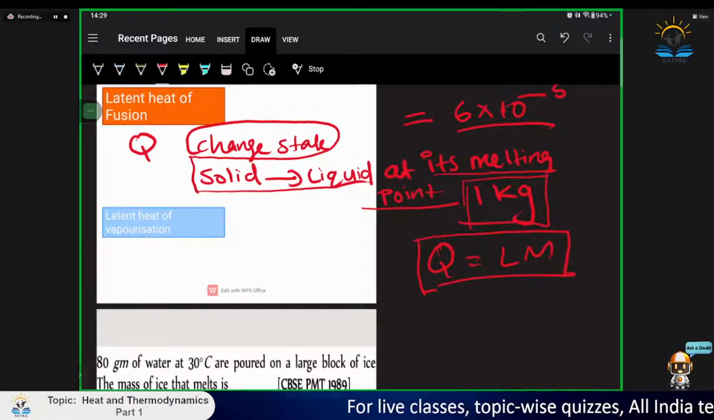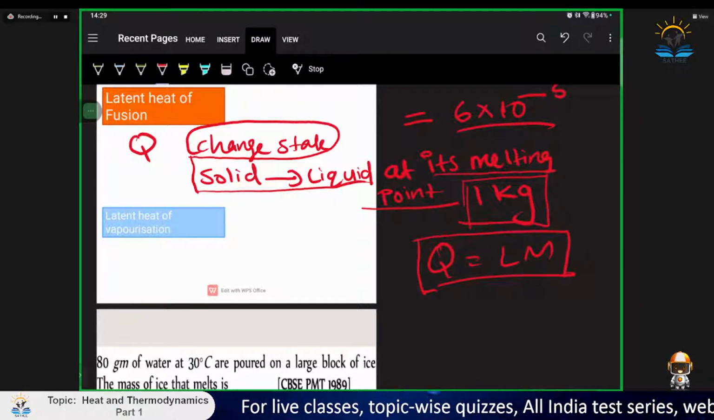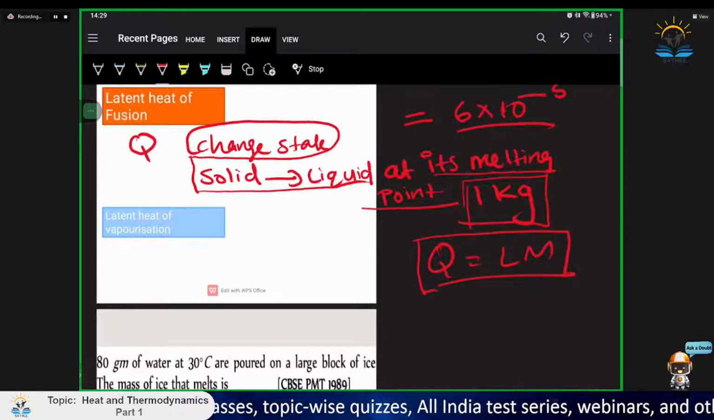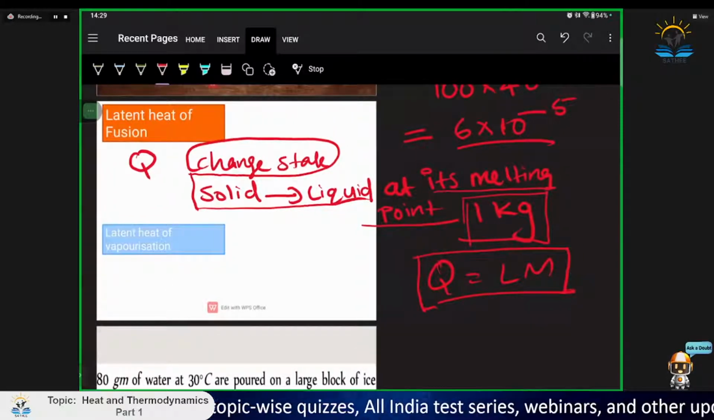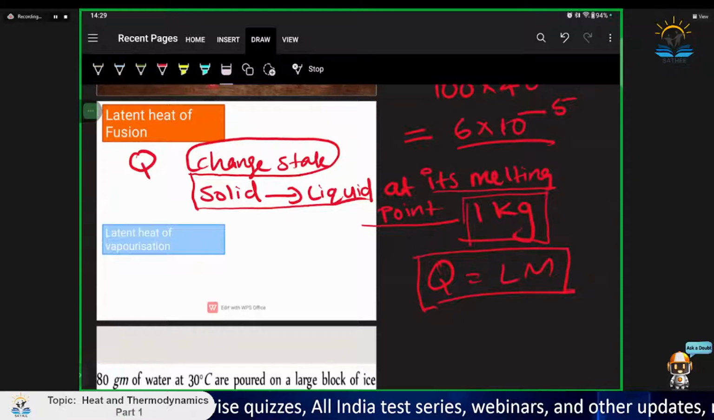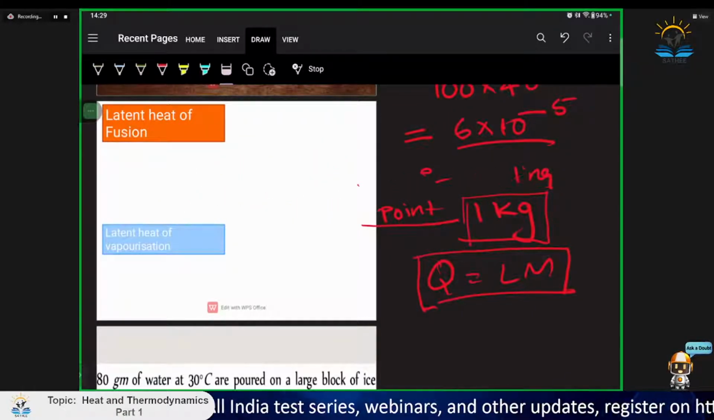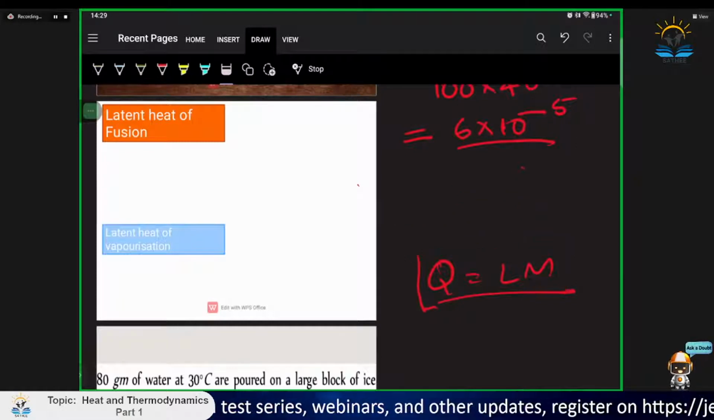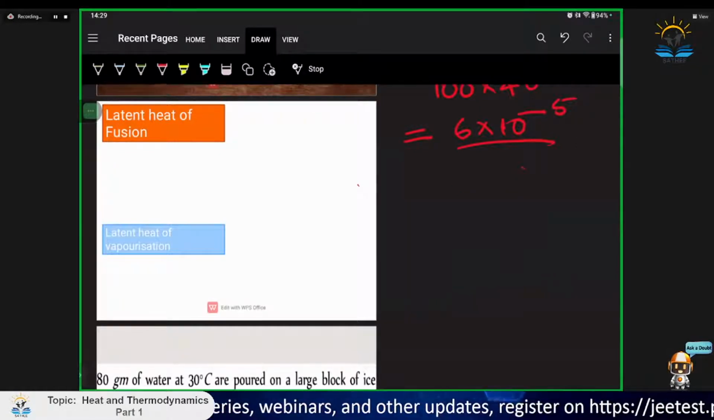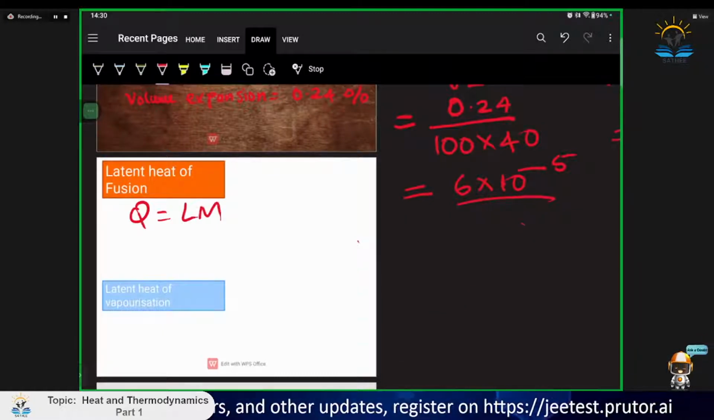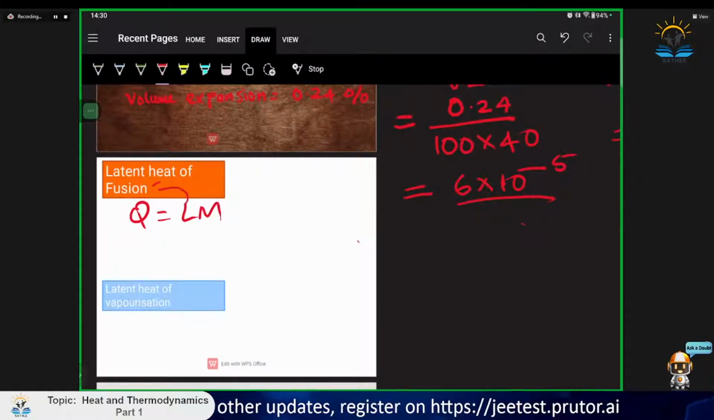Like, we can't expect this many direct questions, but we need to understand the basics clearly. Once the basics are clear, we can solve the difficult questions. Okay, fine. I hope everybody knows this much. I'm just removing this, it's not needed anyway. We want only the equation, that I will write. Q is equal to L into M, where L is the latent heat of fusion.